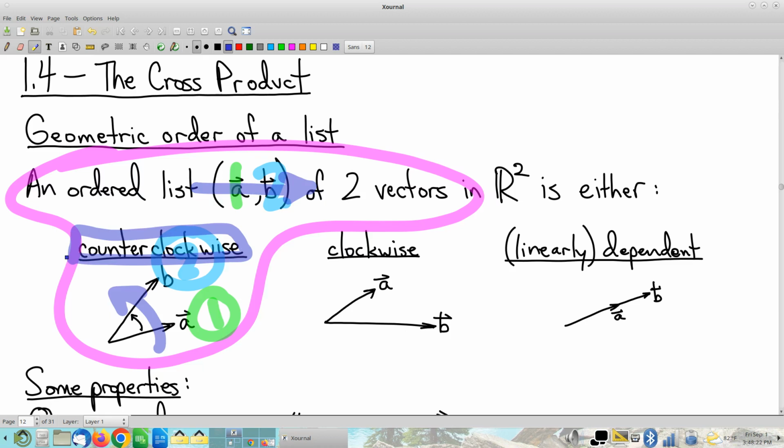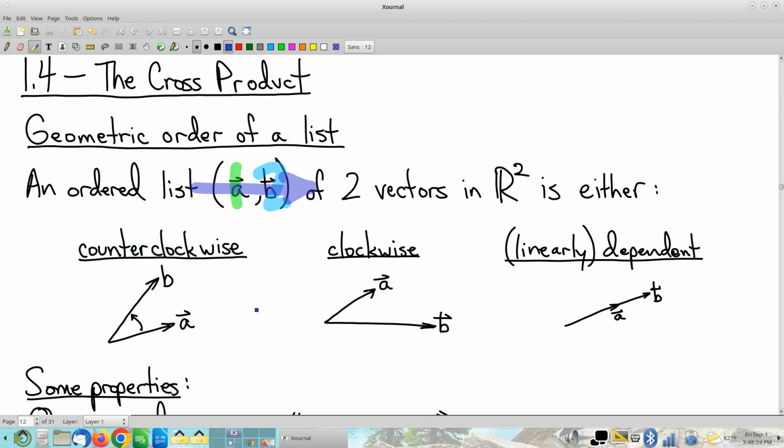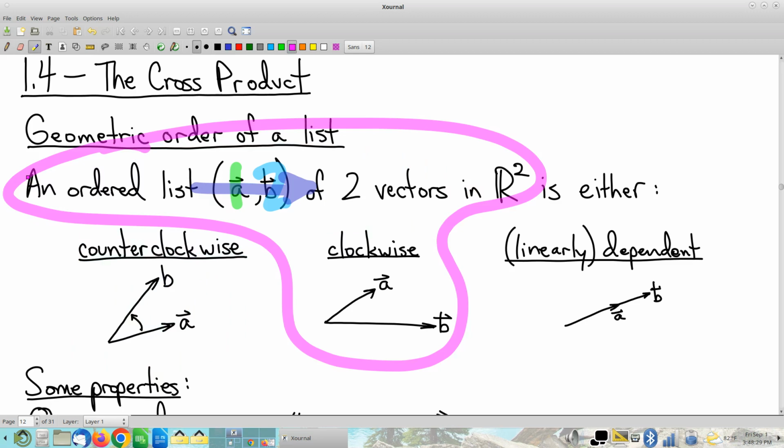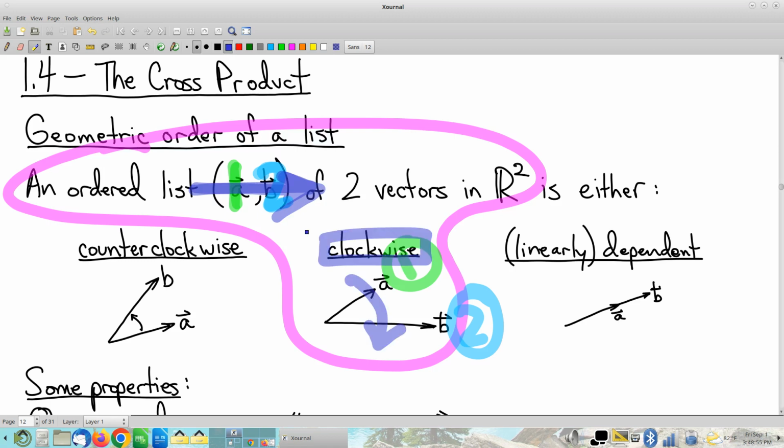Okay. Now, fine. What if the vectors were these over here? Now again, A is first and B is second. Now, what can I say about this list? Still A first, B second. But now A and B being different vectors, notice now clockwise. Does that make sense to everybody?